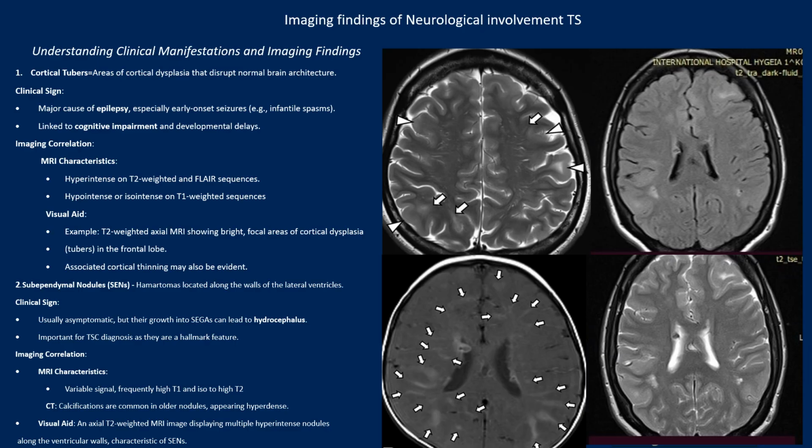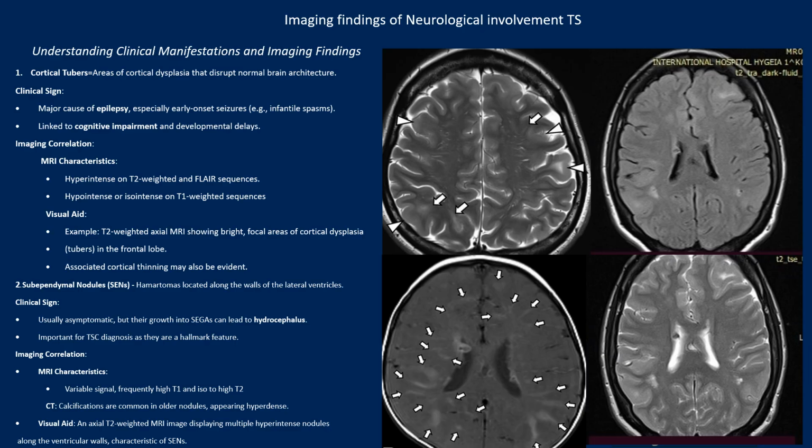On MRI, they appear hyperintense on T2 weighted and FLAIR sequences, hypo or isointense on T1 weighted sequences. The best visual aid example is a T2 weighted axial MRI showing bright focal areas of cortical dysplasia, and it might also be associated with cortical thinning. You can see the images on the right. You have hyperintense cortical lesions on T2, and the arrows are pointing at those lesions.